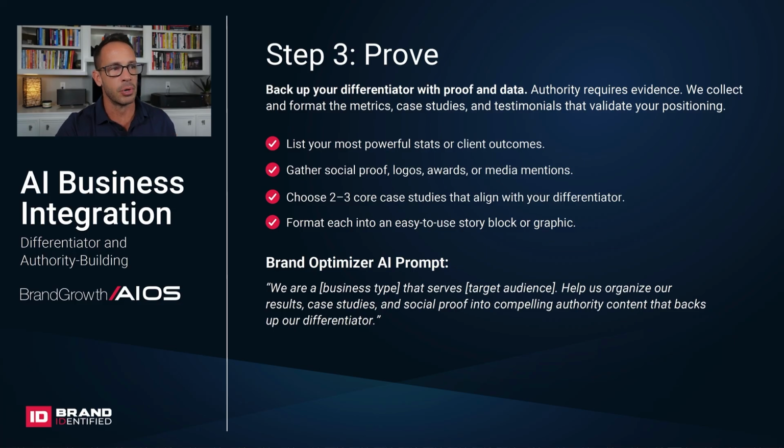So list your most powerful stats or your client outcomes, gather social proof, logos, awards, or media mentions, choose 2 to 3 core case studies that align with your differentiator, and format each into an easy-to-use story block or a graphic. And then once again, we've provided you with another BrandOptimizer.AI prompt for step number 3.